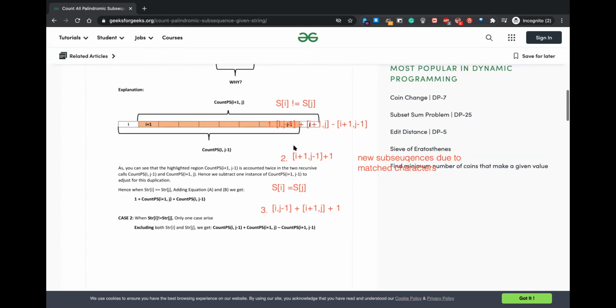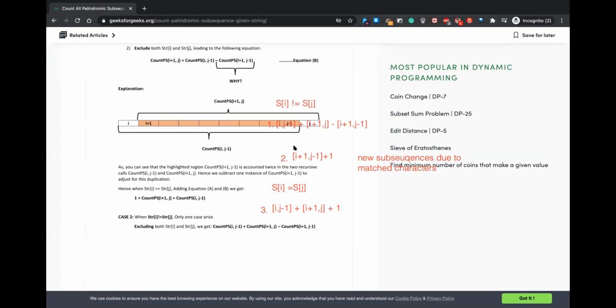Okay, yeah, I was saying that this equation 2 is important. This is a hidden part. Well, that is actually the real subsequence, correct? So whenever we see a match, and we know that i plus 1 and j minus 1 already is a subsequence, we just add one more because we see two characters matching. So that becomes a new subsequence.